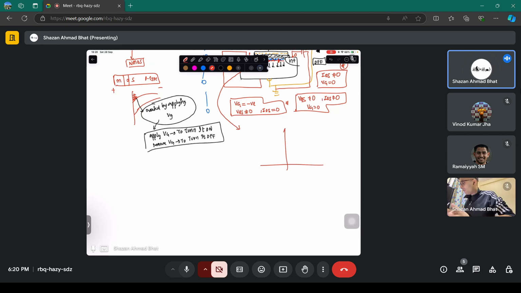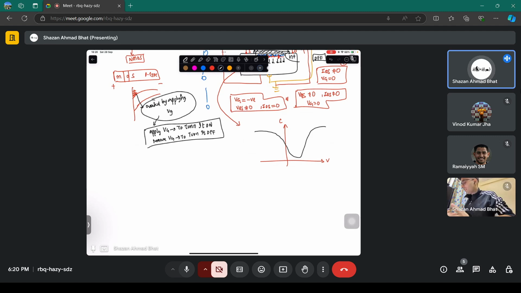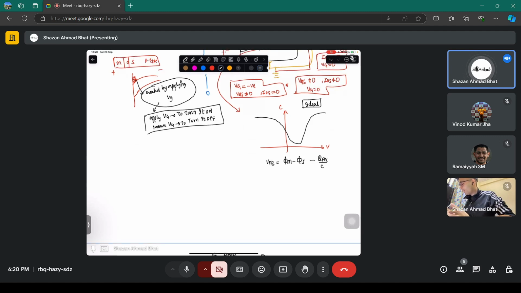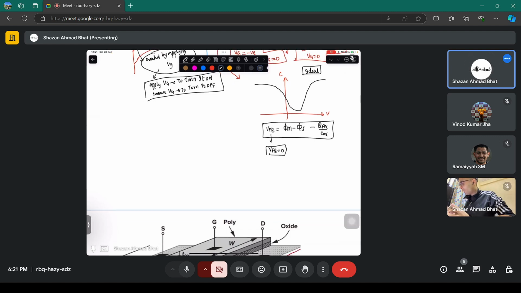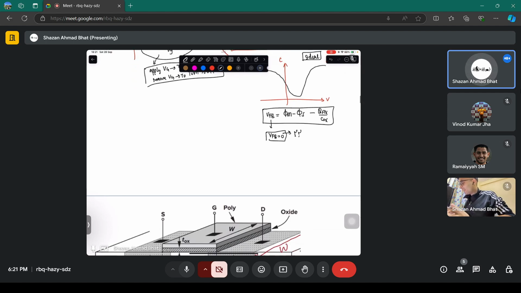Just like you knew, if you have CV characteristics, they look something like this. Okay, but this is for the ideal scenario where you have the flat band voltage, which depends upon the work function difference of the metal and semiconductor, and it depends upon some fixed charge inside the oxide. So if you have a flat band voltage equal to zero, what does it mean? It means that all the bands are flat. You don't need to apply any voltage to make the bands flat. Okay, all the bands are flat under equilibrium.